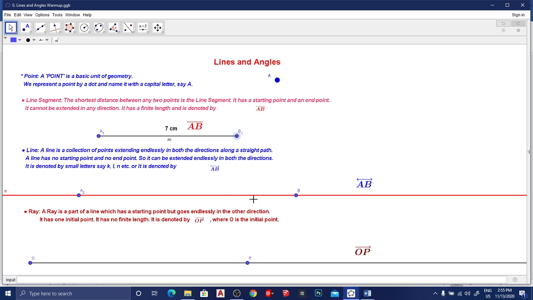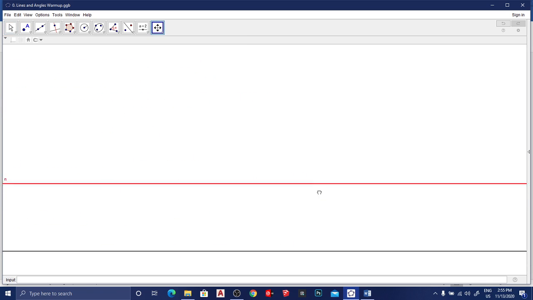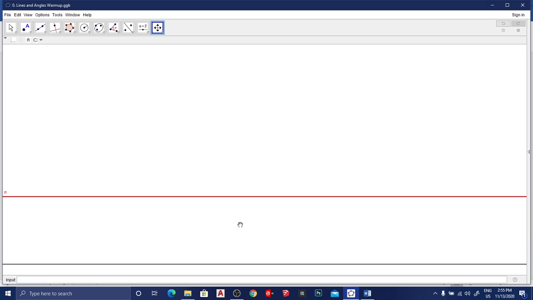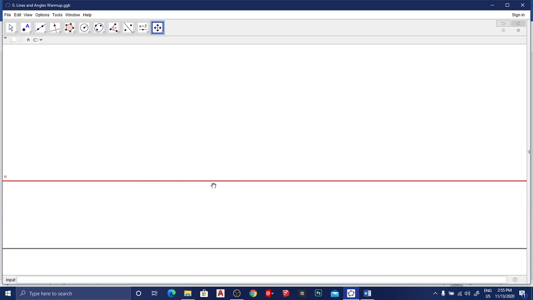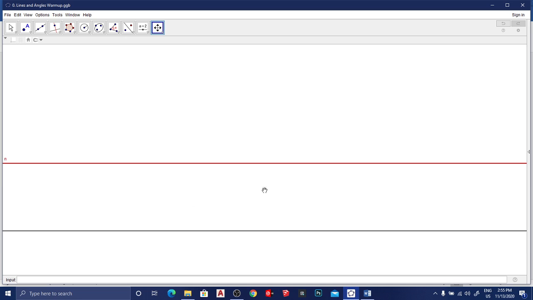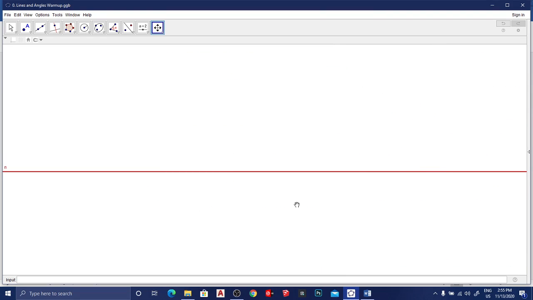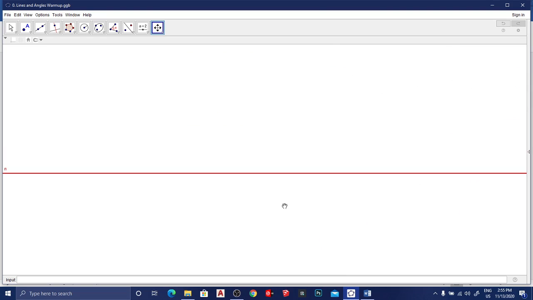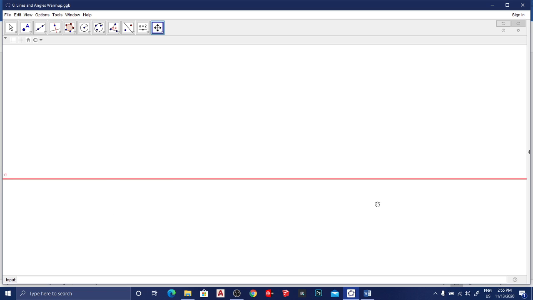Observe here, this is extending endlessly in both directions, or not, you can observe here. So observe, this is the red line which is extending endlessly on the right side. If you go on like this, there will be no end for this. And again I am coming back to where I started, and again I am going to the left side also. See the red line, to the left side also it is going on endlessly. That's why this is called a line.